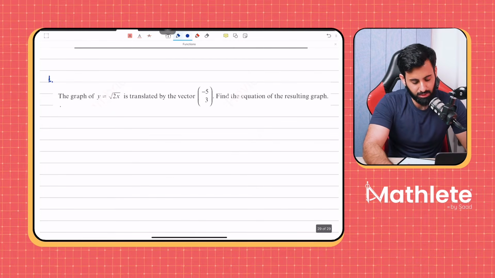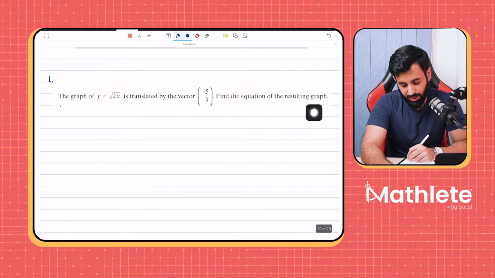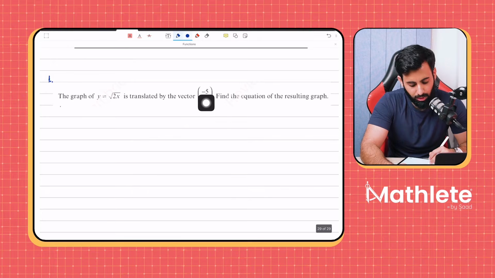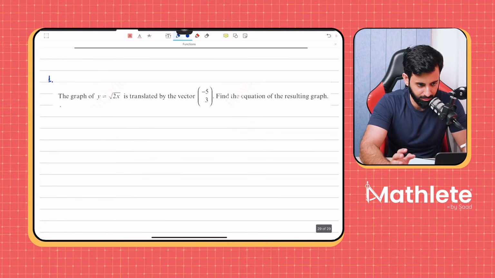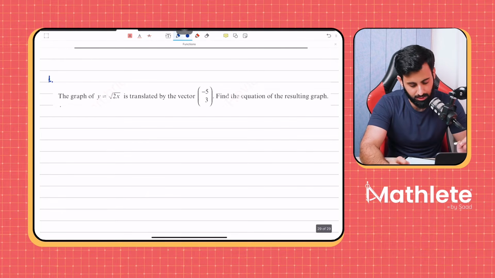So, the graph of y equals square root of 2x is translated by the vector (-5, 3). Find the equation of the resulting graph. Now, we all know what's going to happen graphically. Okay? We all know graphically it's going to move 5 units towards the left, and it's going to move 3 units up. Okay? But the question is, how do we find out the equation of the resulting graph?